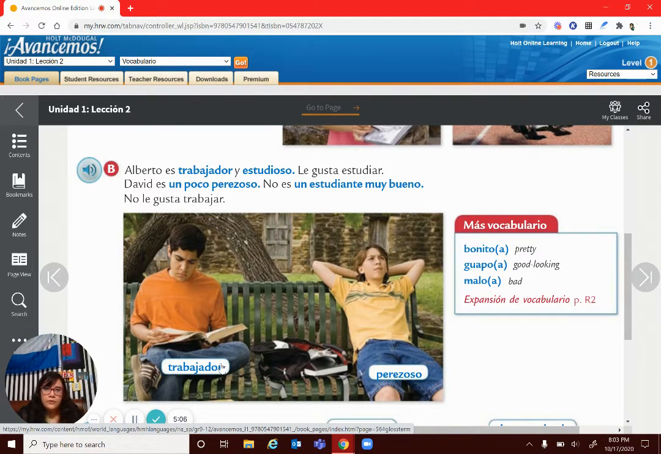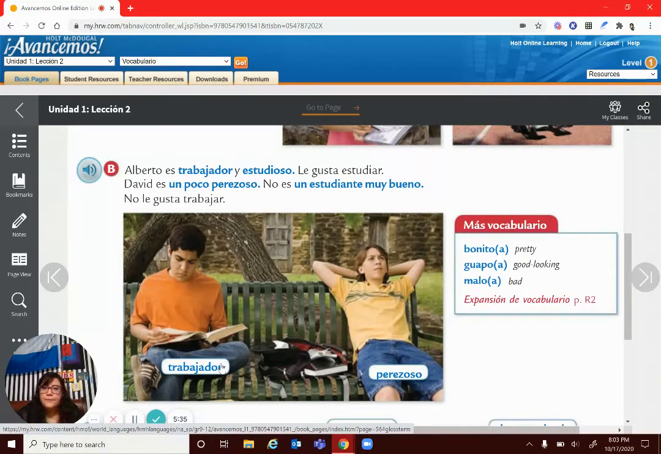So for Alberto, orange shirt, es trabajador. That's an adjective. Trabajador means hardworking. And so it says trabajador by his jeans at the bottom too. Y estudioso. Estudioso means studious. Maybe it's even a new word for you in English. It just means somebody that studies a lot, like a really book smart, book dedicated person. So they're studious. Le gusta estudiar. So that makes sense, right? He likes to study because he's hardworking and he's studious.